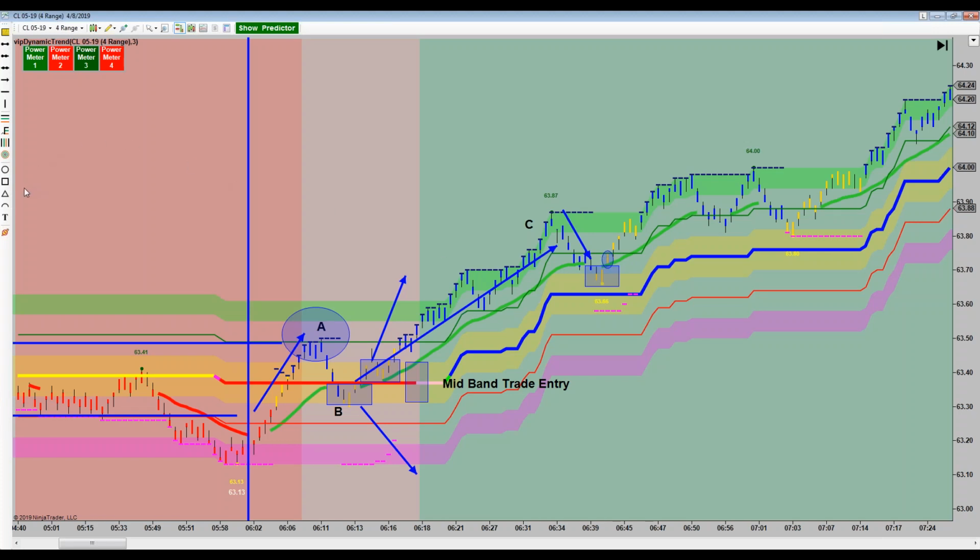So if your answer to the long trade entry question was anywhere from, say, 630.39 to 641 in here, you were correct. That was a minimum criteria retracement long entry on crude oil.